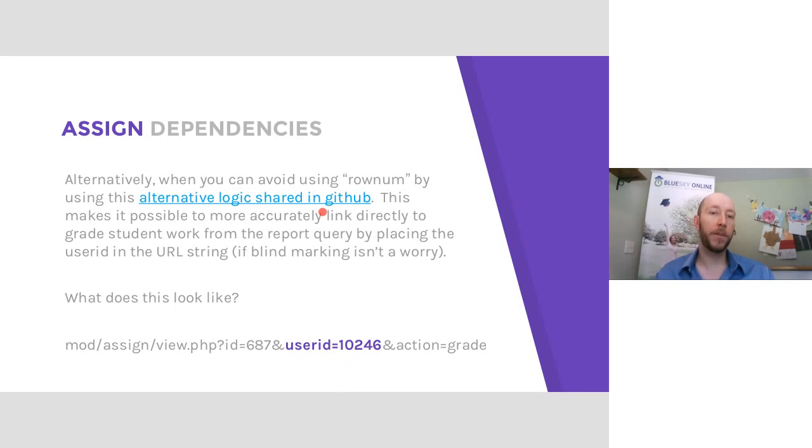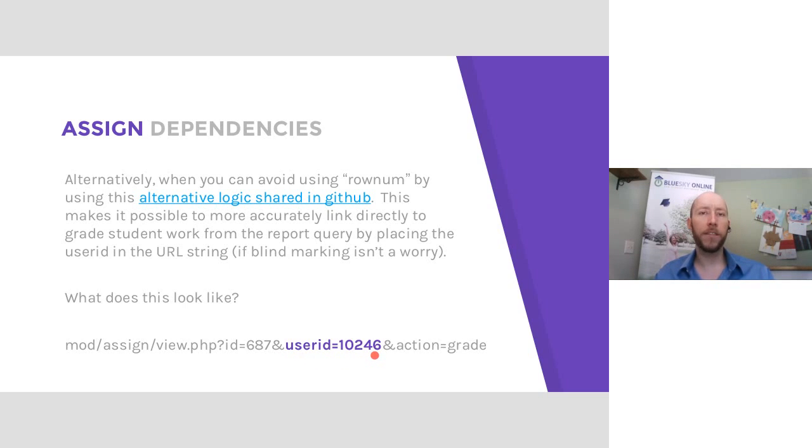Alternatively, there's some different logic that was shared by somebody else in GitHub, in the wild, as some of you might like to call it. And we've utilized that kind of logic so that we can avoid using Rownum in the URL string for assign module marking. So instead, it looks like this, where you use the user ID without Rownum.